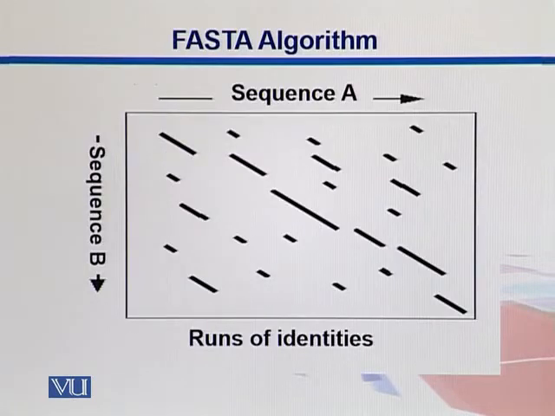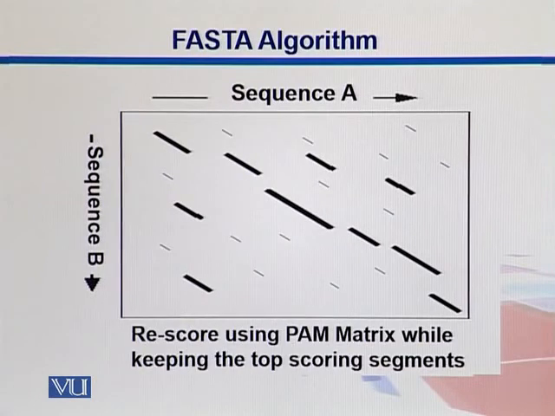So here is how it works. We take sequence A and sequence B, and within those sequences we look into small chunks or fragments. We align them together, and we see that along a diagonal line we have most of those similarities. We call them runs of identities, some of smaller lengths and some of larger lengths. Next we rescore those fragments using matrices like PAM matrices, and we keep the top scoring segments. The rest of them are trimmed out.